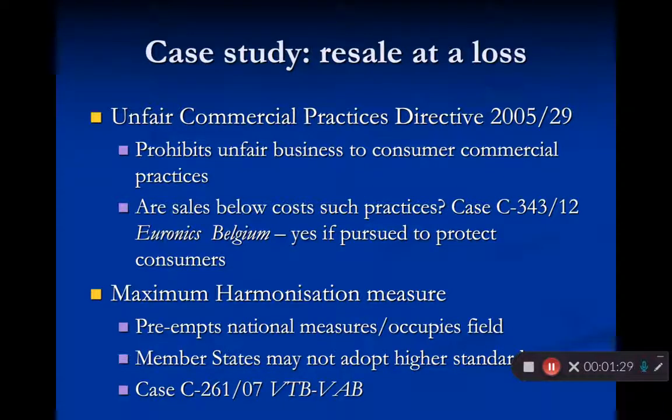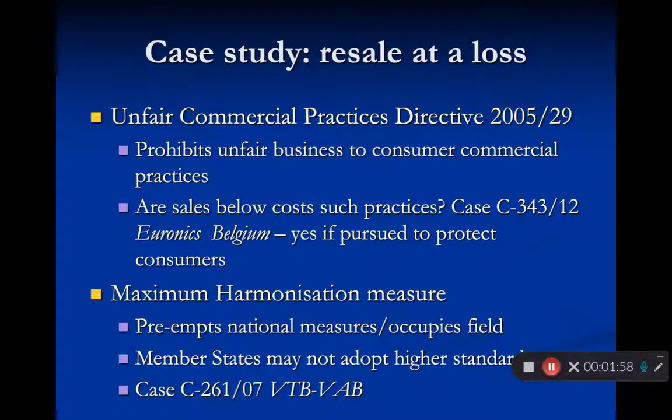And the question arose as to whether that fell within the scope of the directive. And the Court of Justice held, yes, it did, but only insofar as that provision of national law was pursued to protect consumers. Otherwise, if the provision of the national law was to protect other businesses, then it fell outside of the scope and within national competence. This was confirmed and elaborated in the VTB-VAB case.